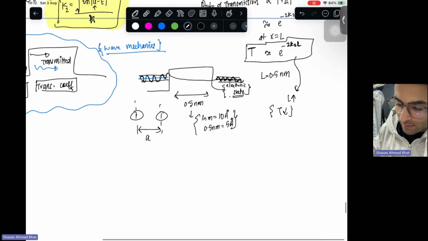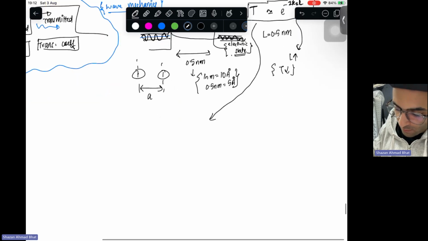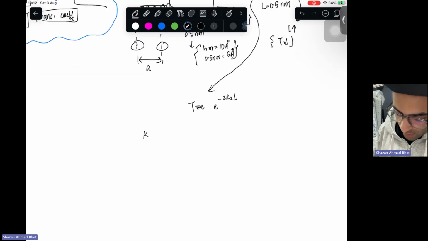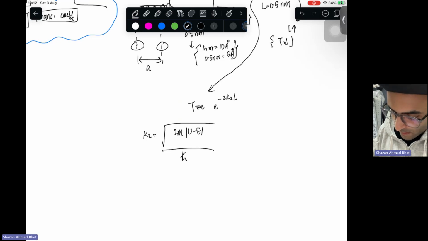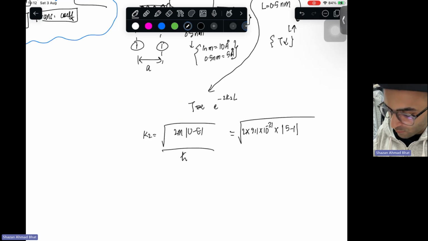Now, what we need to do is compute this tunneling probability, which is approximately e to the power minus 2 kappa 2 L. You compute kappa 2 first, which is the square root of 2m times U minus E, divided by h bar. How much will it be? It will be 2 into 9.1 into 10 to the power minus 31 into, this is 5 minus 1 electron volt, into 1.6 into 10 to the power minus 19. This is needed because we need to convert from electron volts to joules.